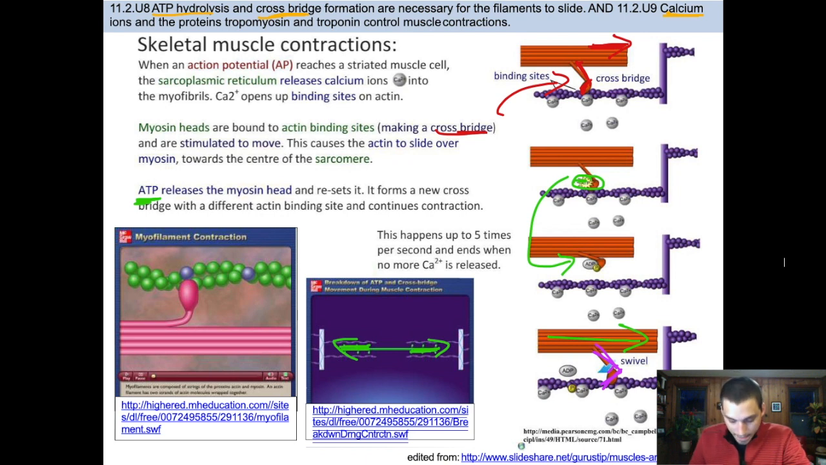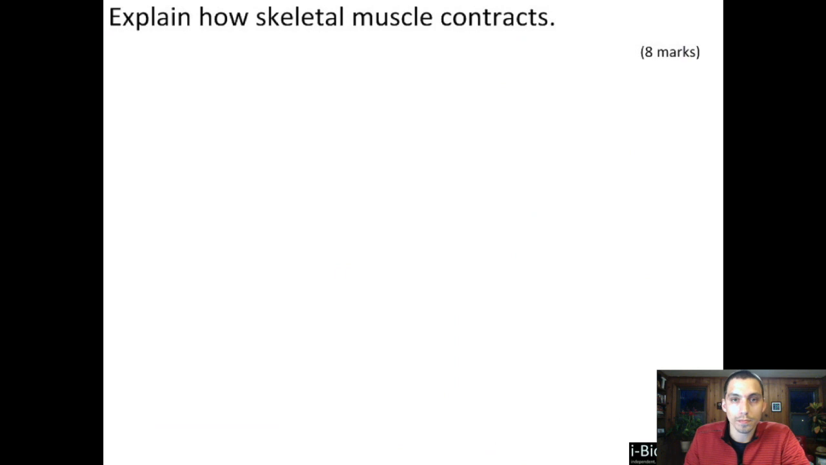Okay, so that is the mechanism by which the myosin crawls along the actin to pull the two Z lines closer to each other. And in order to do that, it needs calcium ions and it needs ATP hydrolysis. And those work together to get this process. So you could be asked on an exam to explain how skeletal muscle contracts. So why don't you give an attempt at answering the question now, pause the video, and see if you could write out an 8-mark response to an IB question that is explain how the skeletal muscle contracts.